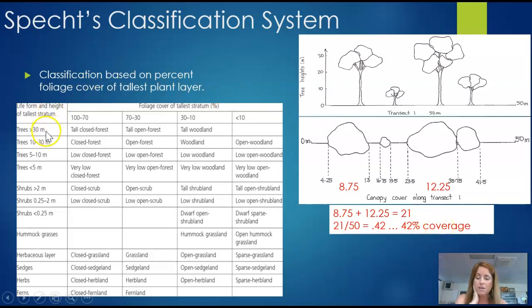If I come back over here, remember, I'm only looking at the trees greater than 30. And I also ignored these two here because they were not greater than 30 meters. And so 42% coverage for talls greater than 30 meters, that would be here, between 30 and 70%. And so this is a tall open forest.